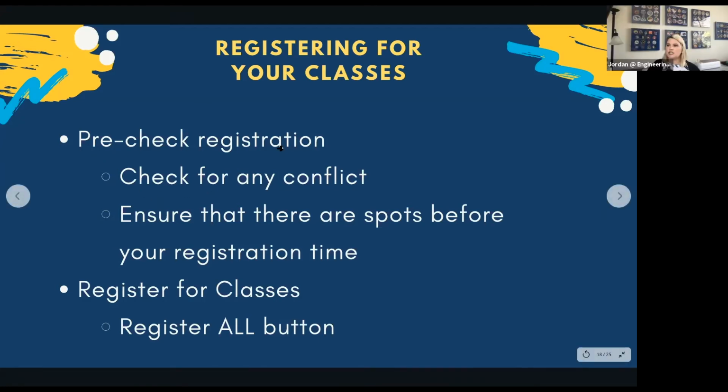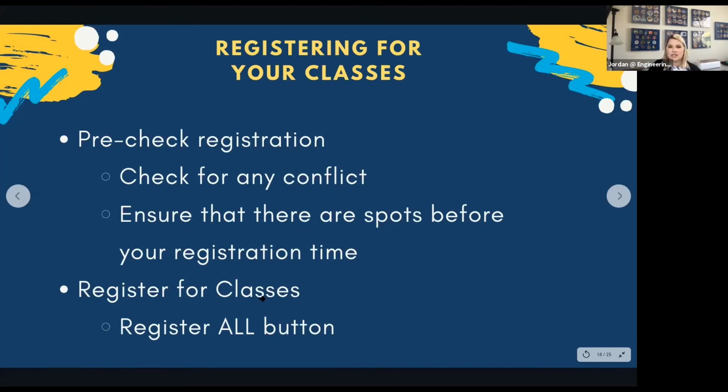Okay, so the pre-check for the registration option allows you to check for any conflicts. So any time conflicts, any course conflicts in terms of, you know, accidentally saving two chemistry sections to the same schedule. It'll tell you if there's a problem. It will also tell you if there are seats in the class before you're getting ready to register. So just before your registration pass time, you'll want to go through and do the pre-check just to make sure that when your pass time opens up, you can click that button and be good to go.